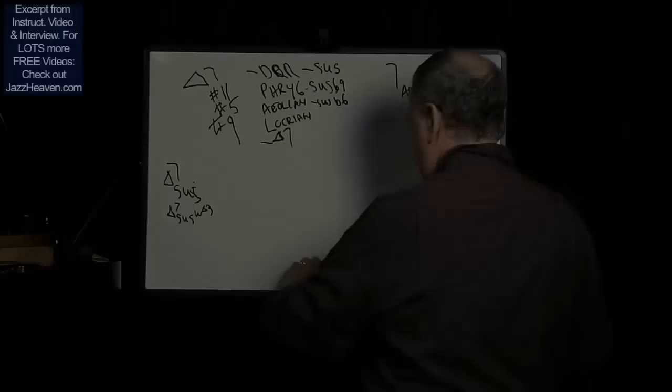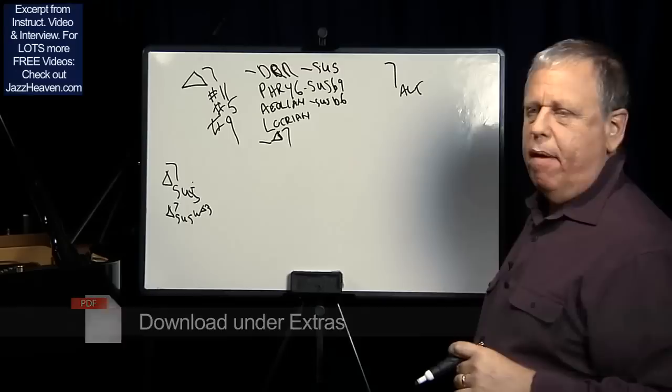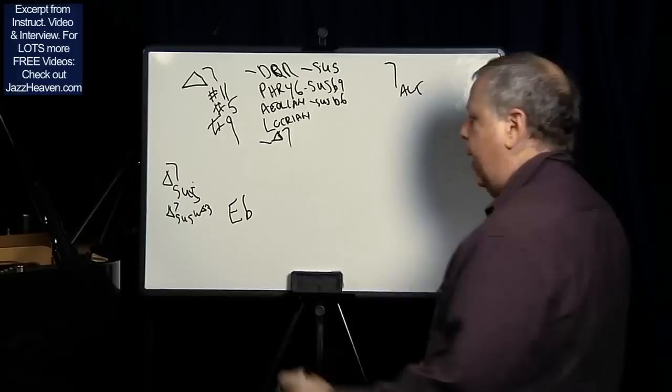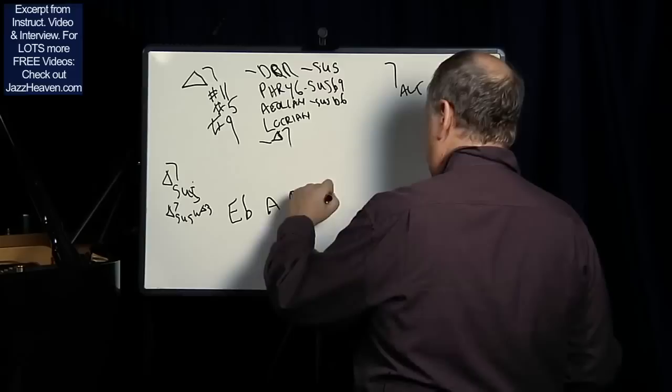Now, randomly, I would like to pick four notes. So I wish I had a hat. I would pick them out of a hat. Let's say E flat. A. B. F sharp. See, I thought for a while because you want to think, what are the good notes?